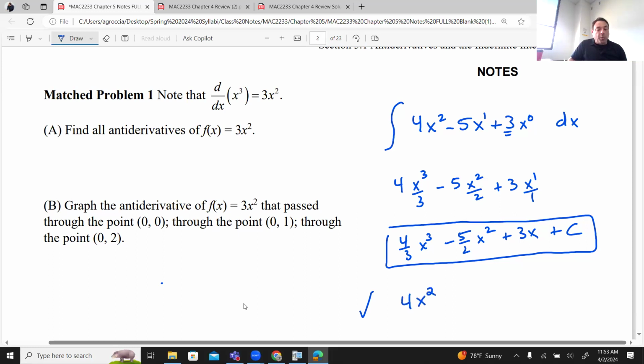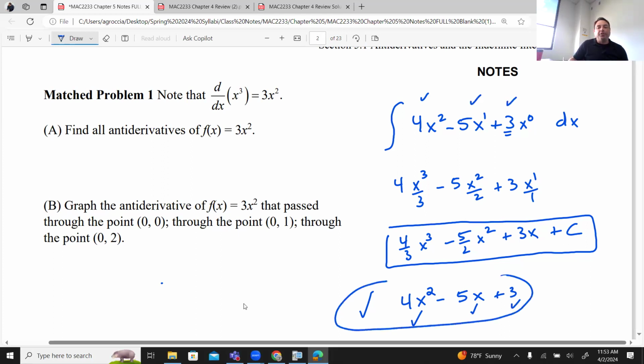4x squared, minus 2 times 5/2 is 5x. What's the derivative of 3x? 3. And the derivative of any number is 0. Did we get 4x squared? 4x squared. Did we get 5x? We got 5x. Did we get 3? Did we get 3? That is how you check it.